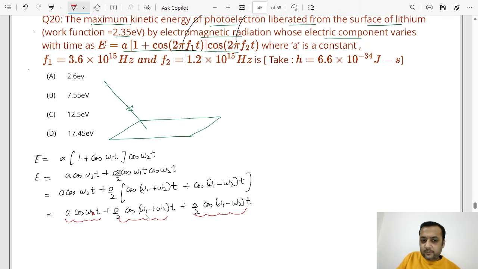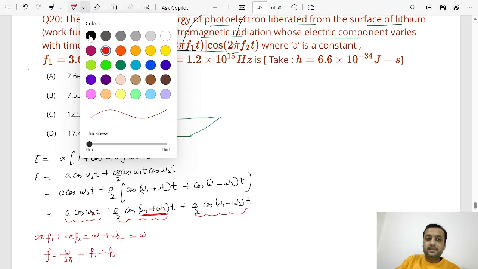Now clearly the highest frequency is of this wave. If I ask you what is the frequency of this wave, omega 1 plus omega 2 becomes 2 pi f1 plus 2 pi f2. This is the net omega, so omega upon 2 pi will be the net frequency. That means this will become f1 plus f2. So we can say that the highest frequency will be because of this wave.